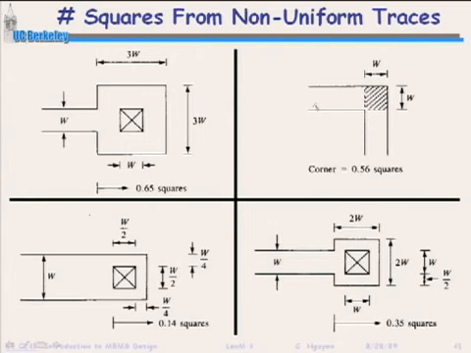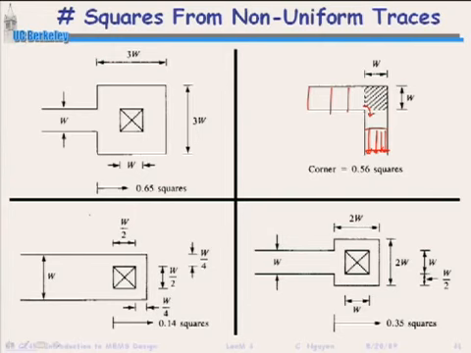Because take any of these other squares: the current has to go that distance. All the current goes through the same distance in this square. But in this square, this current only has to go that far, and that current only has to go that far. So in actuality, the number of squares in a corner is smaller than a single square. You can do all these analyses to figure out how many squares this is equal to, and it turns out this corner is 0.56 squares.